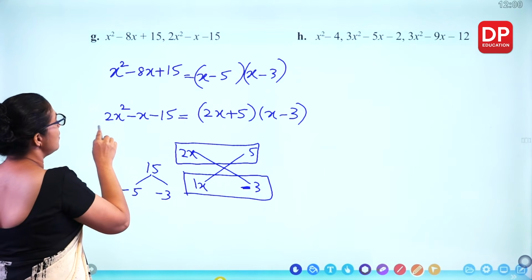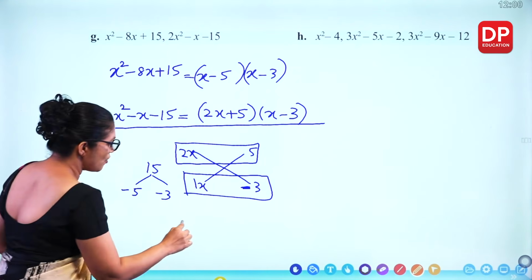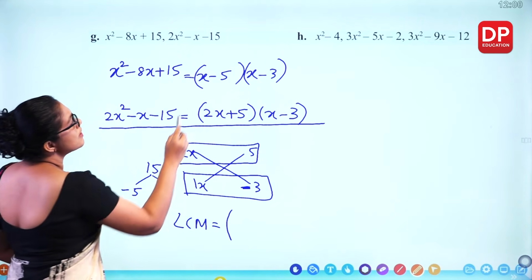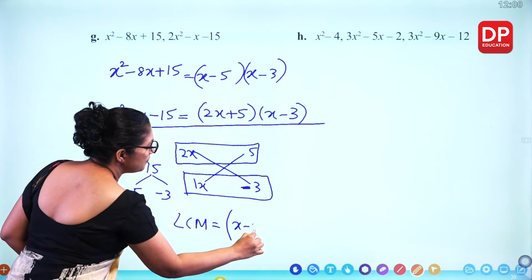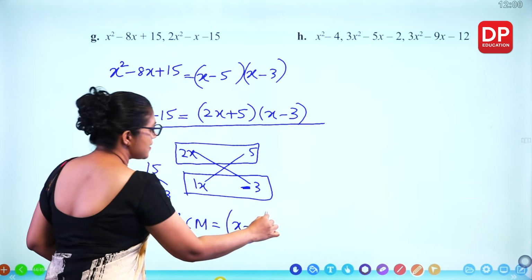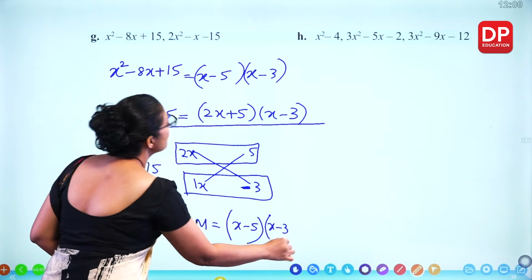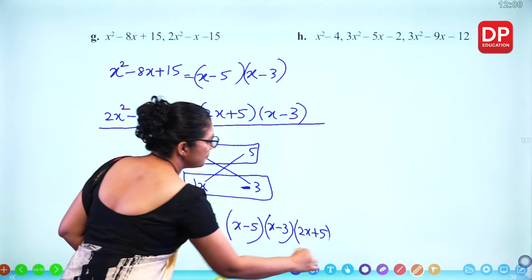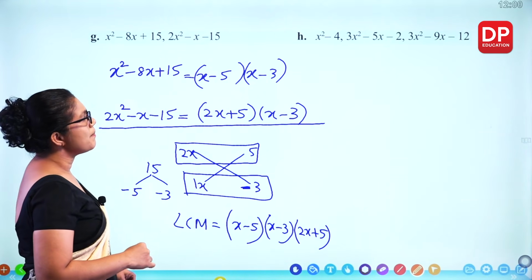Then look carefully and write down the least common multiple. You get x minus 5 term, x minus 3 term and 2x plus 5 term. So that's the least common multiple.